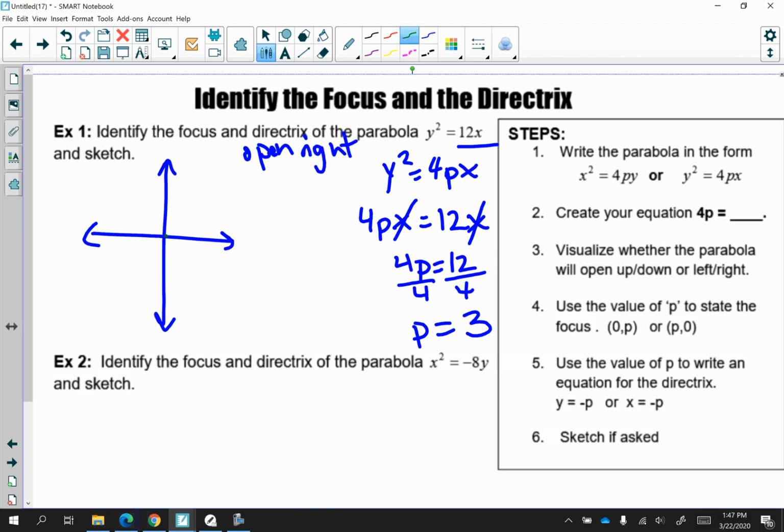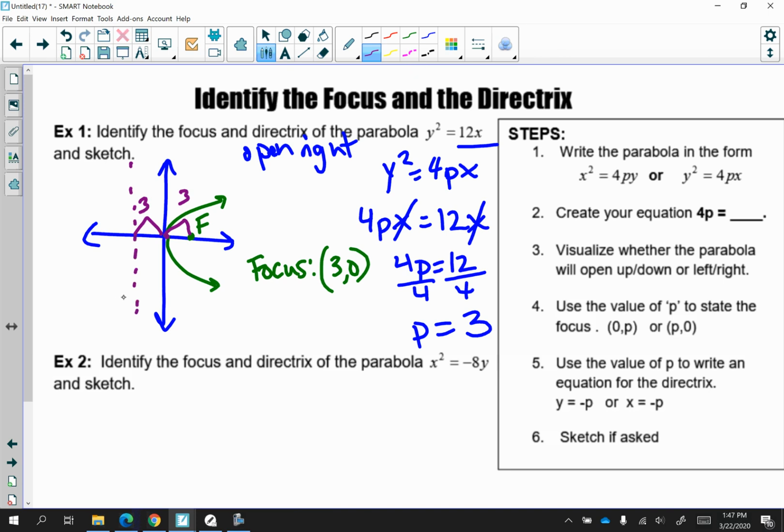My vertex is at 0, 0. Now my focus is p comma 0, so in this case it's going to be 3 comma 0, which is right here. And my directrix, remember, if the distance between the vertex and the focus is 3, same goes on the other side, another 3, which means this line here would have to be x is equal to negative 3.